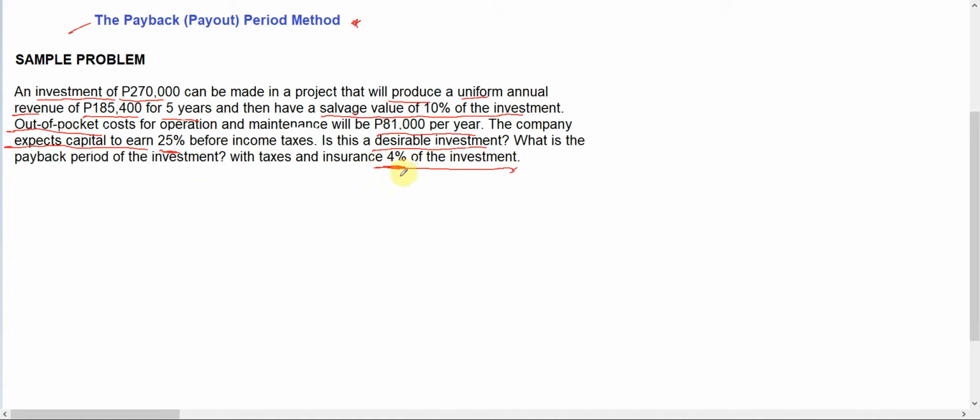Okay? I think we understand the problem, but let's go through it one by one anyway. So, an investment of 270,000. Imagine someone offers you a business that costs 270,000 as an investment. That is the initial cost, or in our term, the first cost or the original cost of the investment. That is our initial investment, which can be made in a project that will produce a uniform annual revenue of 185,400 pesos per year for 5 years, because after 5 years it has a salvage value of 10% of the investment.